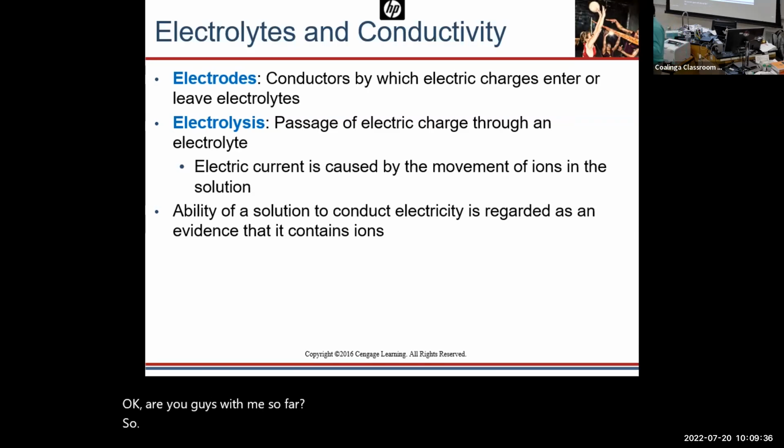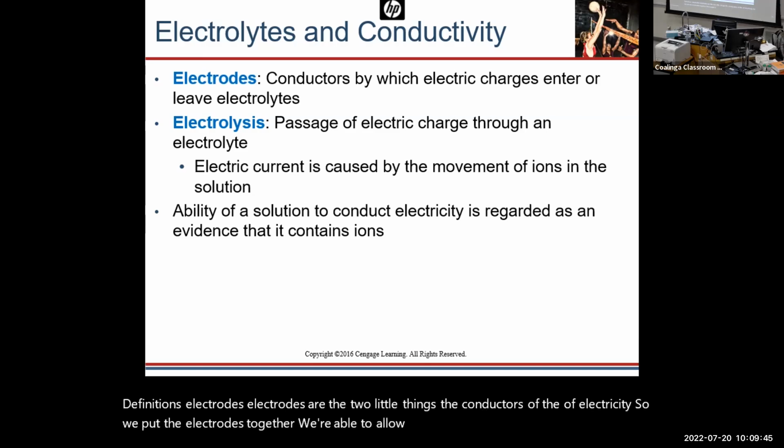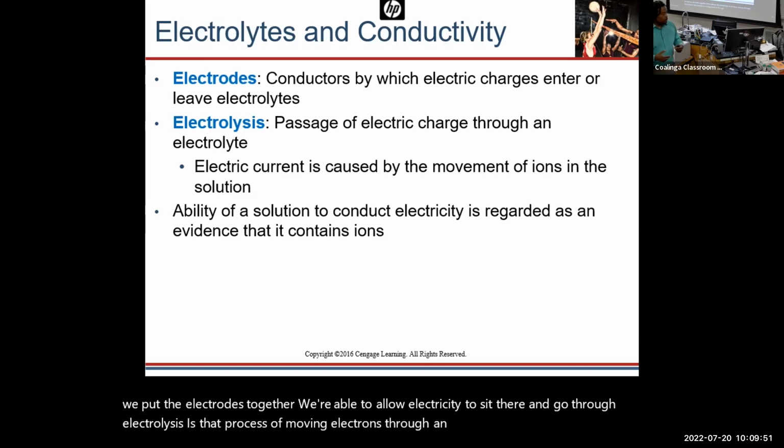Definitions. Electrodes are the two conductors of electricity. When we put the electrodes together, we're able to allow the electricity to go through. Electrolysis is the process of moving electrons through an electrolyte, right? So you're doing it through a solution.